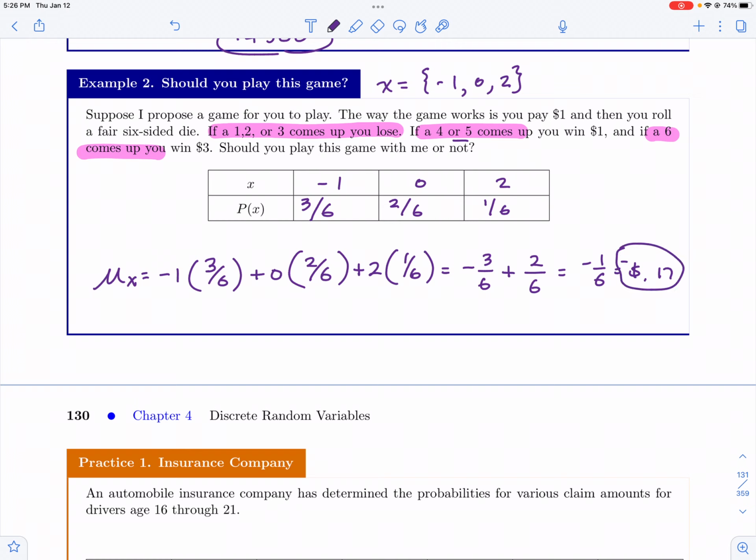The fact that we're going to lose 17 cents, even though it doesn't sound like a lot, means this would definitely be a game we probably wouldn't be too interested in playing. Again, that doesn't mean you won't win some and lose some, or you could get ahead at some point in time. But overall, if you played this game 100 times or 1,000 times or 1,000,000 times, eventually it would level out and we'd be losing around 17 cents on average. All right, perfect.